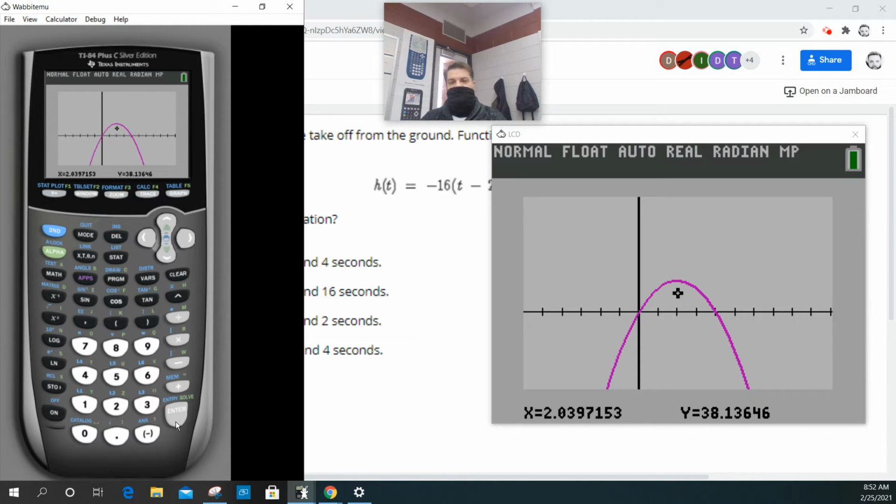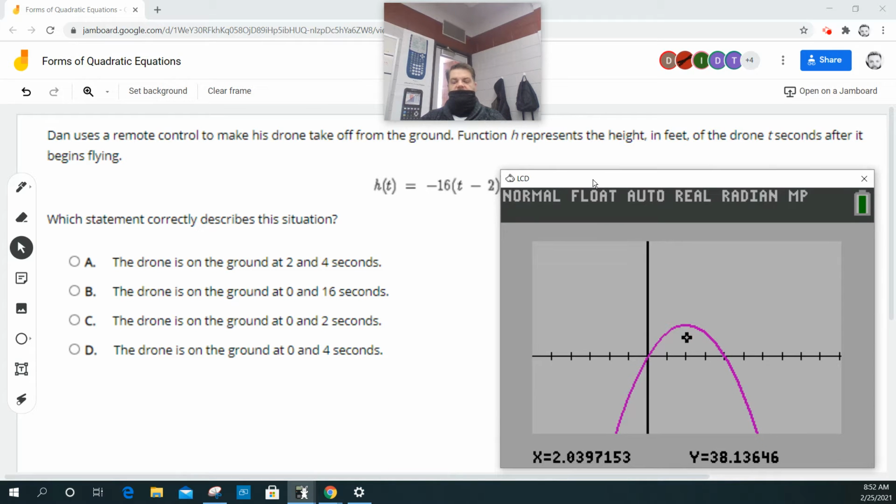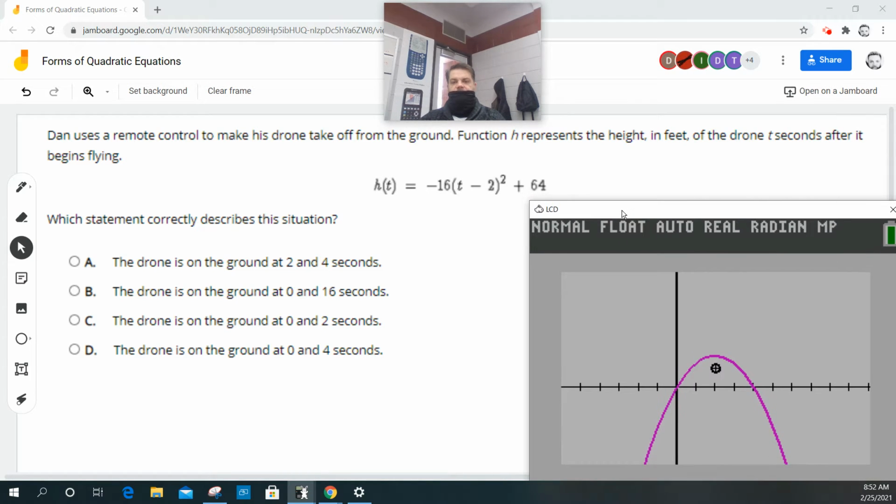So now I'm looking at the graph, and first of all, what does this graph represent? So let's go back and reread the question. It says, Dan uses the remote control to make his drone take off from the ground. Function h represents the height in feet of the drone t seconds after it begins flying. So the y values of the graph represent the height of the drone. Then it says, which statement is true?